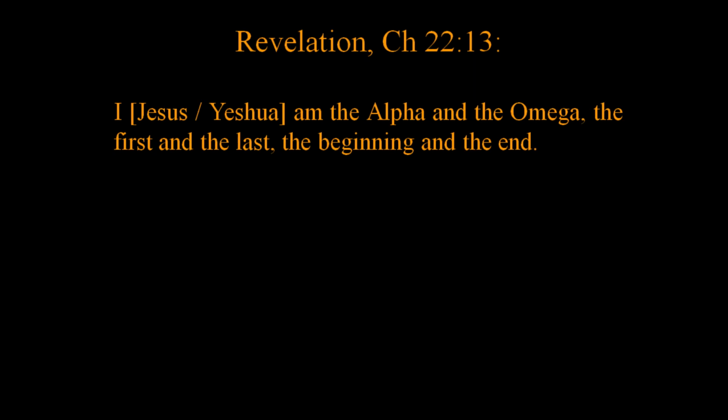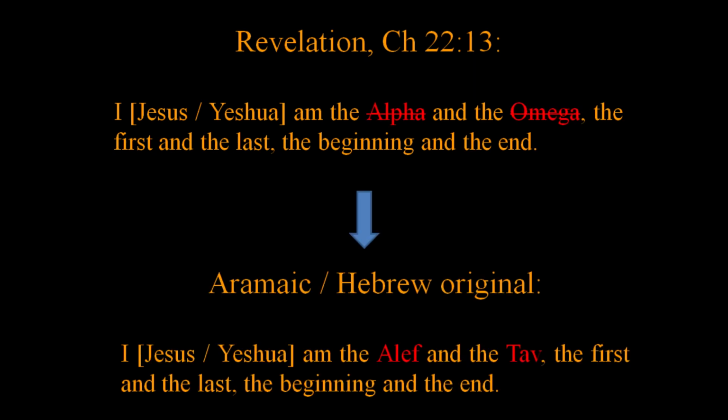Now, would Revelation have been translated into Greek for the churches in Asia to be able to read it? Of course, they were Greek. That's what they would have read and preserved over the ages. If you imagine the same verse above from Revelation in Hebrew or even Aramaic, I am the Alpha and the Omega would instead become I am the Aleph and the Tav.